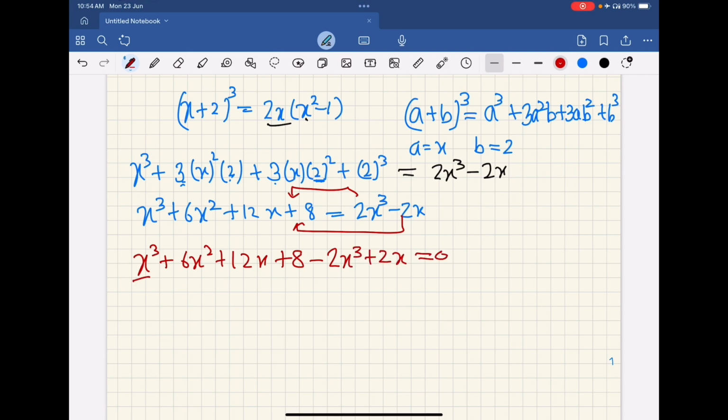Now x cube, which is 1, 1 minus 2 is minus 1x cube. Okay, 6x square. Then 12x plus 2x will become 14x, and plus 8, which is equal to 0. Now students, what is the degree of this equation? What is degree? Highest power of the variable. Which variable is here? x. What is the highest power?